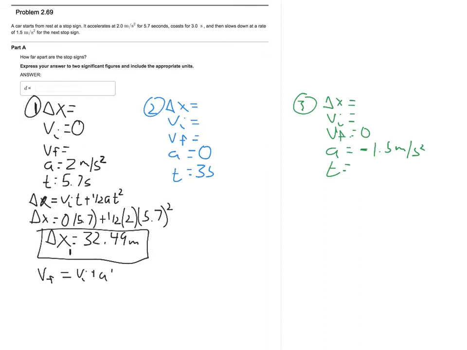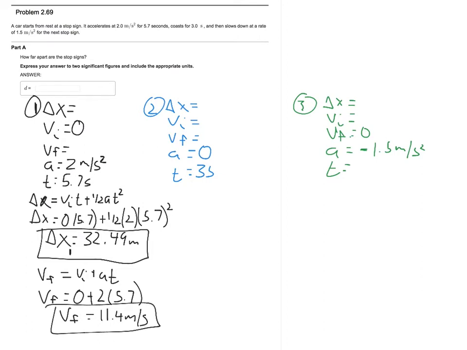The other thing I can find is my velocity for that point, that final velocity, using my VF equation. And so VF is going to be 0 plus 2 times 5.7, which means my final velocity is going to be 11.4 meters per second. So we found the displacement of the first part. We also found something that's really valuable, and that is the final velocity for the first part becomes the initial velocity for the second part.